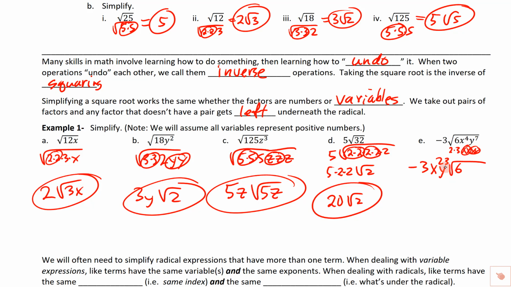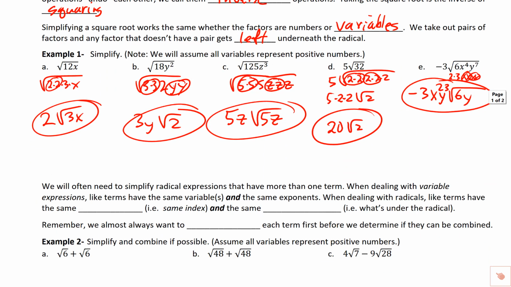We basically took 6 of them out. That means 3 on the outside. Okay, 3 pairs, and then we're left with a y underneath. So this right here would be the answer. Okay, so let's come down here and let's take a look at what we've got next.